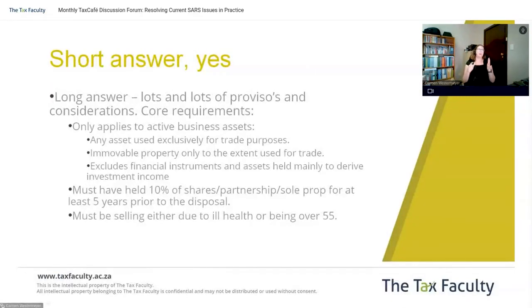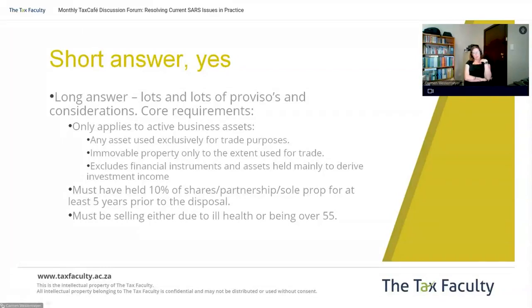All right. The core requirements are, in order to qualify for para 57, you need to have active business assets. Now, active business assets are defined as assets used exclusively for trade purposes. If you're looking at immovable property, we are looking at only to the extent that it's used for trade.